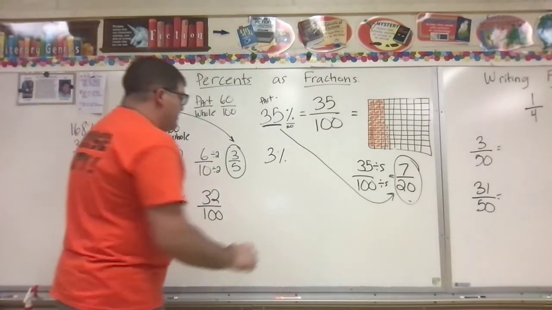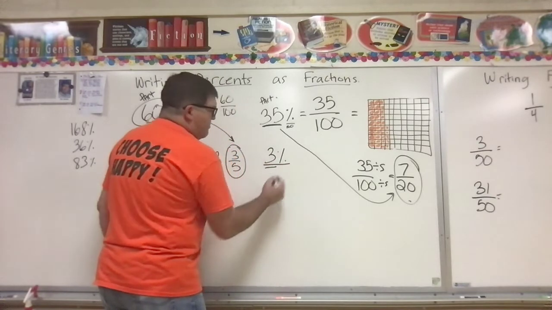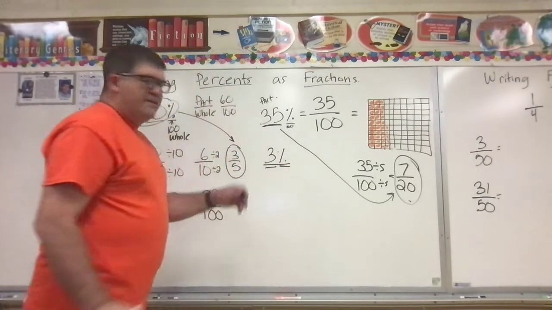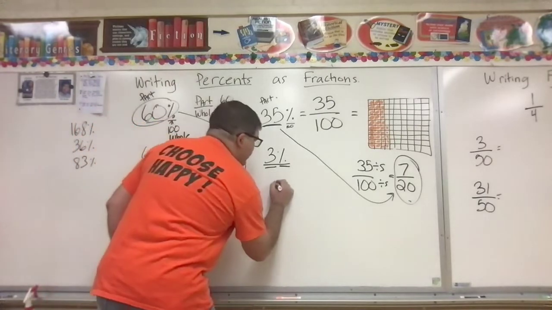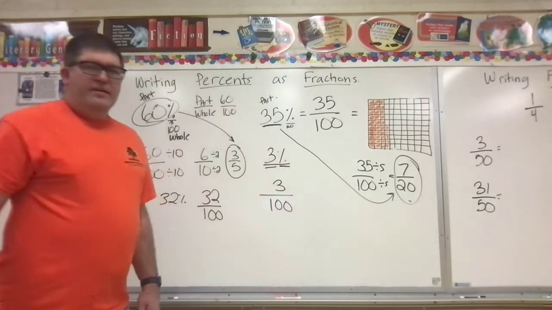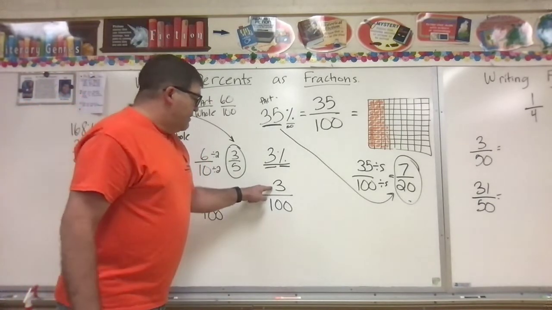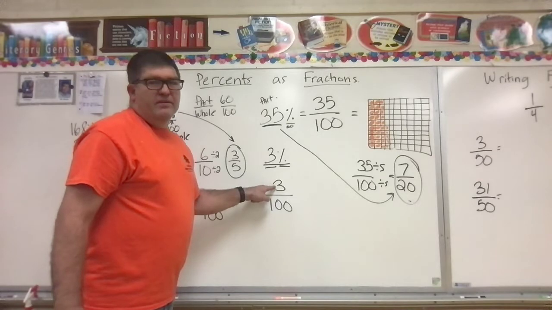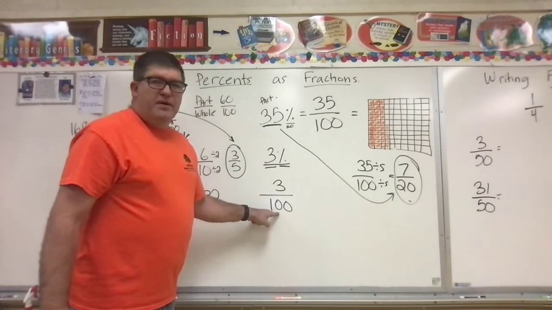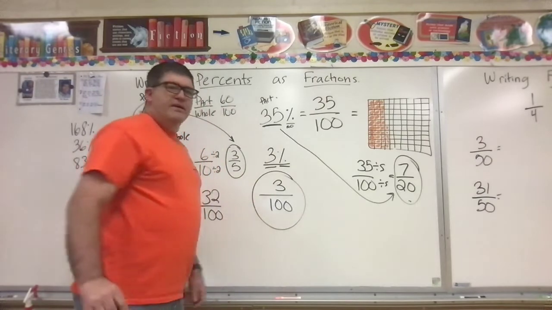Okay, let's do another one. Let's do this one right here. 3%. 3 is my part. A percent would be 100%. So 3 over 100. That's all it is. Now, can I reduce this? This one can only go into 3. So does 3 go into 100? No. So, that's my answer.